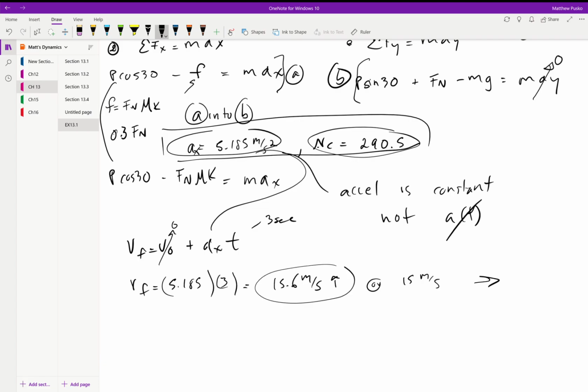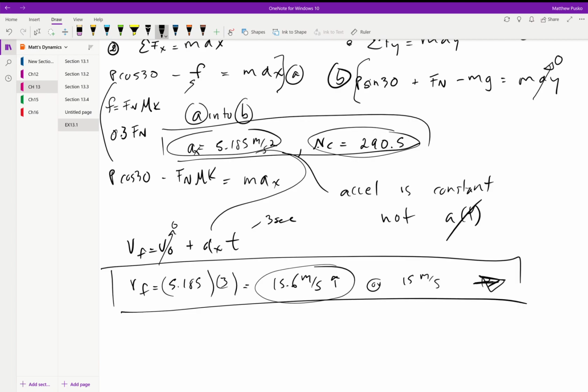The book typically isn't going to write the stuff as vectors. If it's just one scalar quantity, it'll put an arrow. Practice using vectors. That's our future. Alright, yep, that's it.